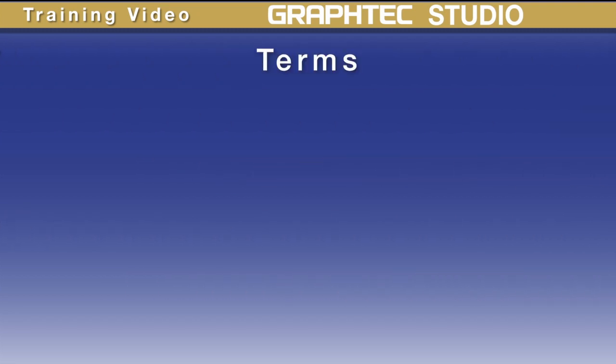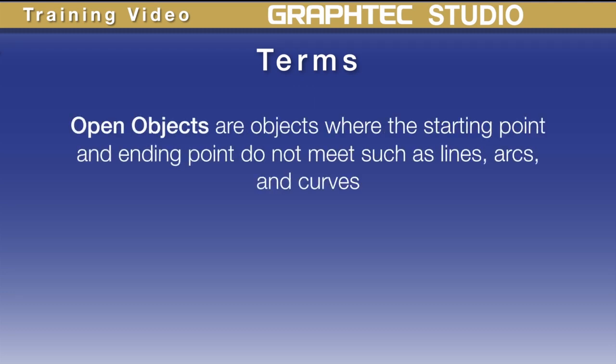Before we cover drawing shapes and objects, there is some terminology we should review. An open object is an object where the starting point and ending point do not meet. Lines, arcs, and curves are examples of an open object. Open objects cannot have a color or gradient fill.